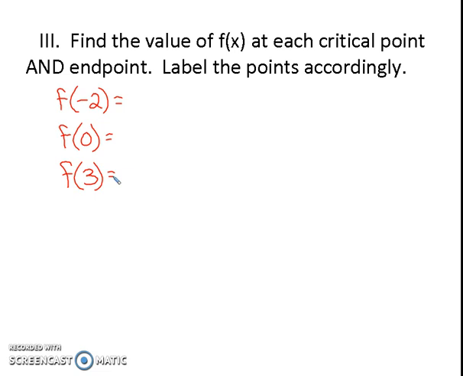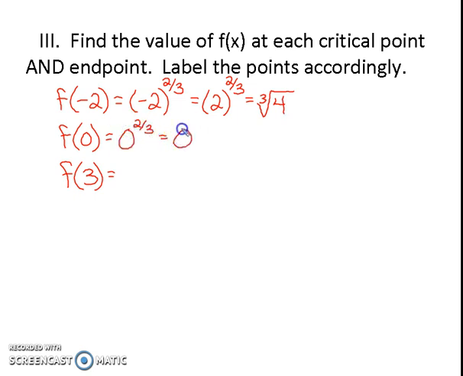So if we substitute -2 into our original function, we end up with -2 to the 2/3, which if we follow this formula, the negative is irrelevant because we're squaring it, so it's the same as 2 to the 2/3, so you'd end up with the cube root of 4 there. Okay, and we'll just leave it like that. Then we would have 0 to the 2/3, which is 0, and then we would have 3 to the 2/3, which is going to be the cube root of 9.